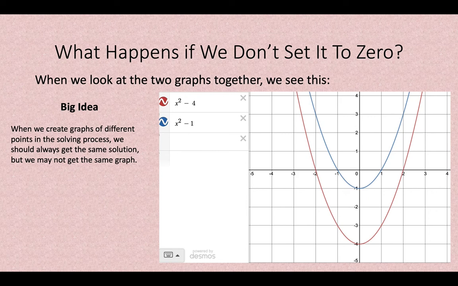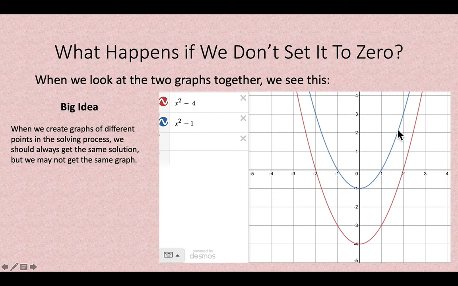The big idea here is when we create graphs at different points in our solving process, we should always get the same solution. So here our x squared minus 1 equals 3 was our original equation, and here we was one step into our solving. And so we should still get the same solutions because it's essentially the same equation that we have just manipulated.